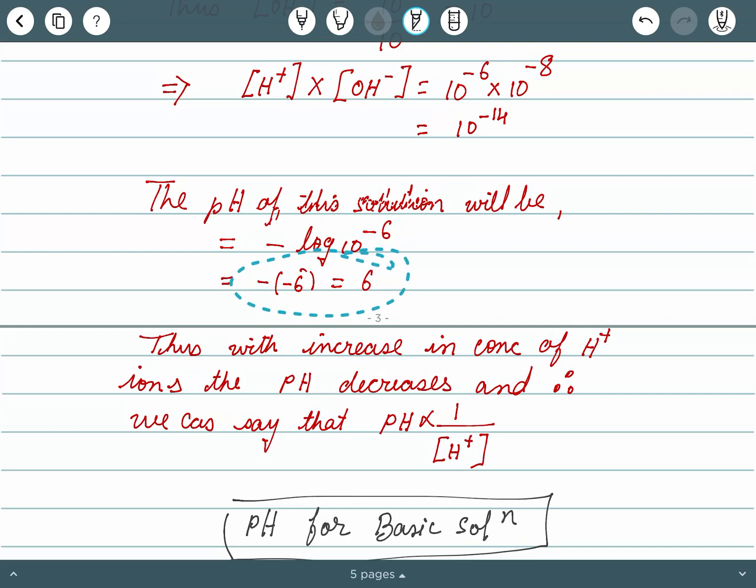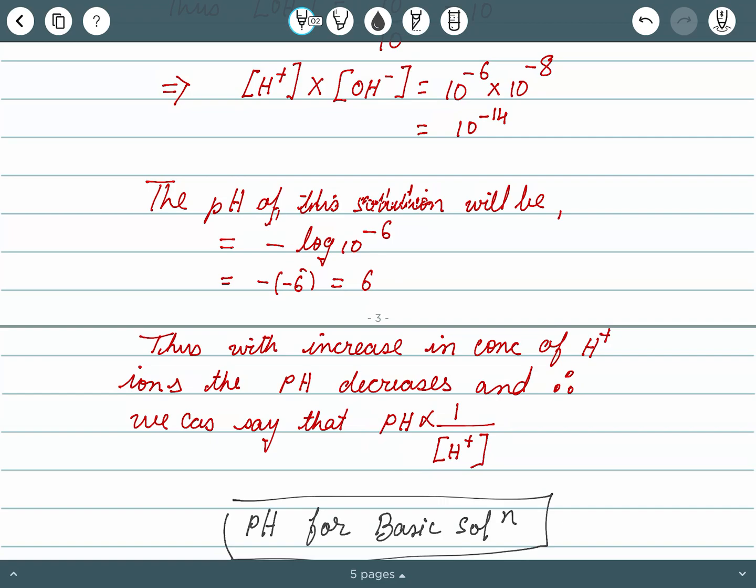What do you see? That as the H plus ion concentration increases, the pH decreases. Thus I can say that by increase in the concentration of H plus, the pH decreases. So as H plus ion concentration will keep on increasing, the pH of the solution will keep on decreasing. And this gives me a relation that pH is inversely proportional to the concentration of H plus ions. That as the H plus ions will increase, the pH will decrease. Let us take an example so that you understand it more clearly.